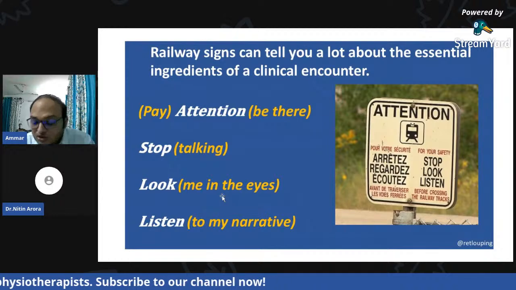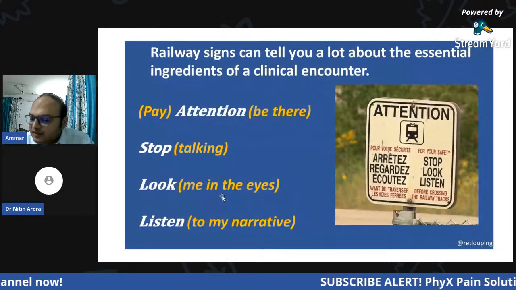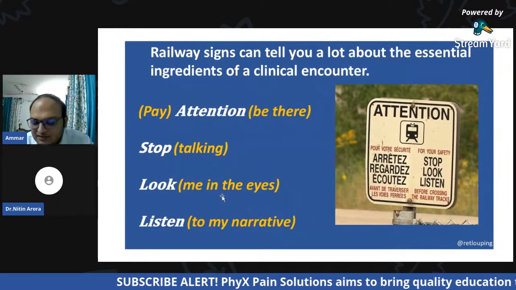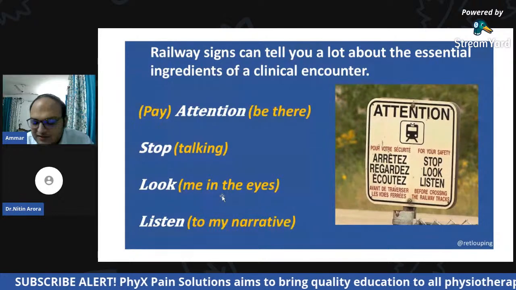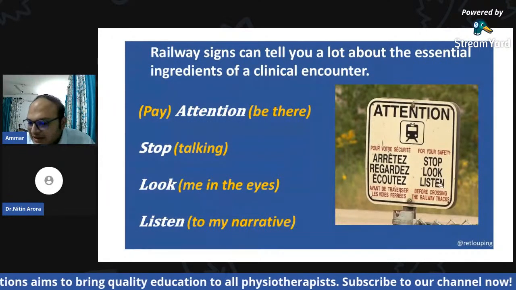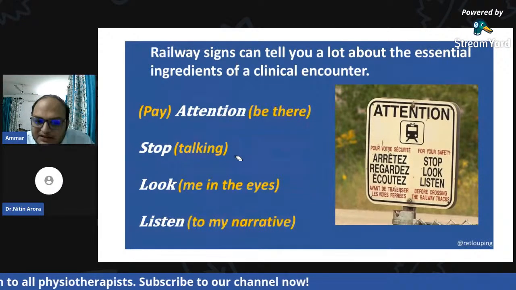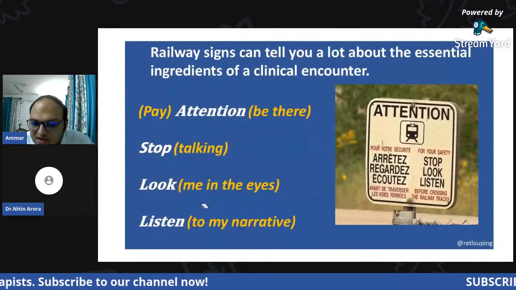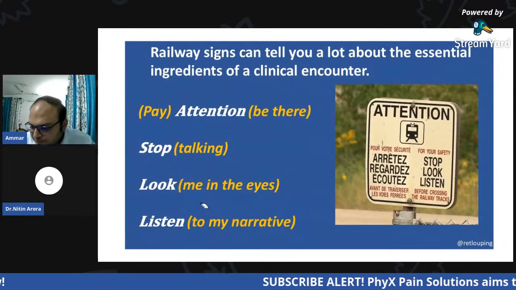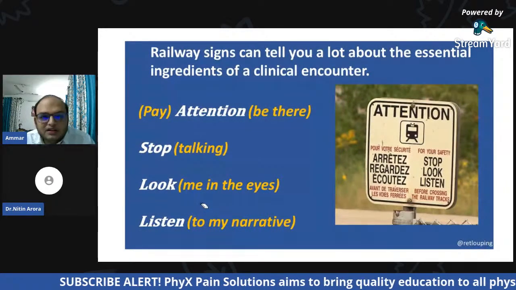Stop, don't talk. Look in the eyes. Be confident. By your confidence only, you will build a very good rapport. And listen to the patient. This is what is written here: stop, look, listen before crossing the railway tracks. Same way, stop, listen, look. All those things you have to do while taking the history. I think this point is also clear to everyone. So this is the approach.